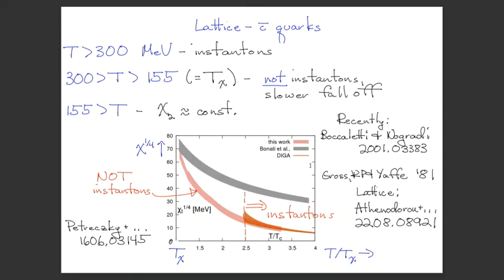Well, okay, let me go on and review what happens with quarks. Here, as I said, for temperatures bigger than 300 MeV, it appears to be dominated by instantons. There's an intermediate region between the chiral temperature, T chiral, which is about 155, and 300, where it's not instantons, it's a slower fall off. This is the 4th root of the topological susceptibility. So this is the 155, and this is something like 300-400. So it's instanton dominated here. It's something else here. It's not clear what that is. And below the chiral temperature, it's approximately constant.